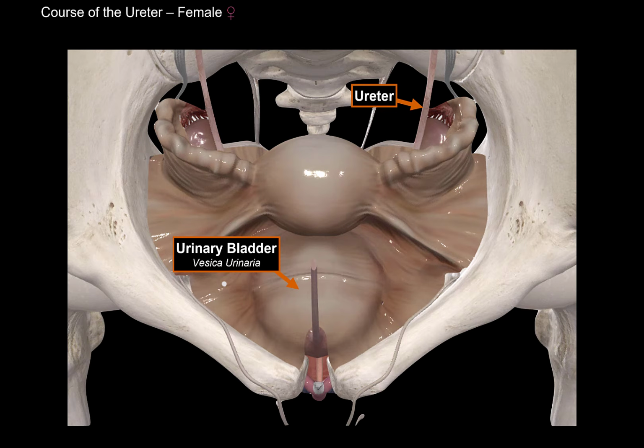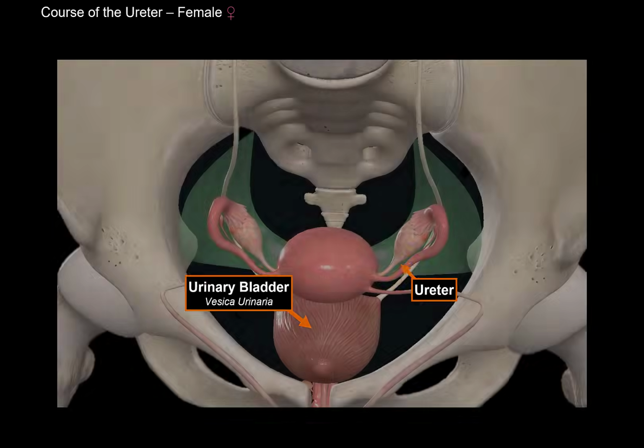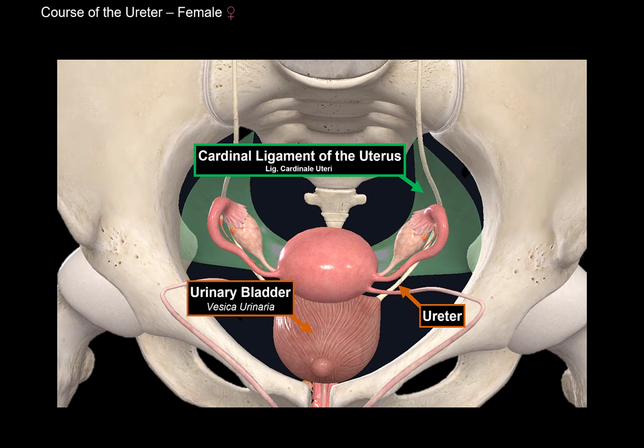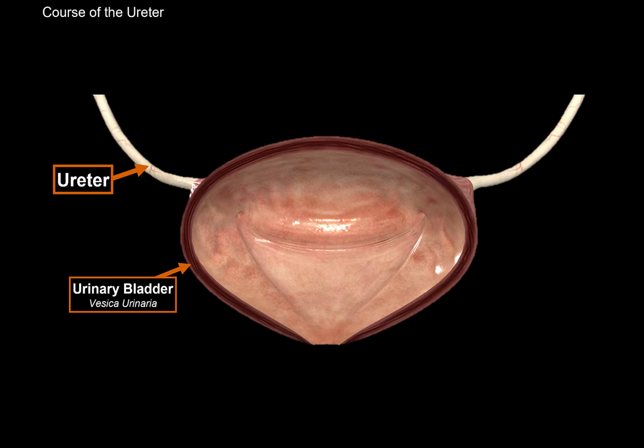The ureter will pass between a ligament you see here, called the broad ligament of the uterus, or ligamentum latum uteri, which is a ligament that attaches the lateral portions of the uterus to the lateral pelvic wall, as you see here. So the ureter passes between this ligament and another ligament highlighted here in green, called the cardinal ligament of the uterus. After that, it enters the urinary bladder. So the course differs a little bit in male and female. And when the ureter enters the urinary bladder, it enters as an orifice called the ureteric orifice. So that's the general course of the ureter.